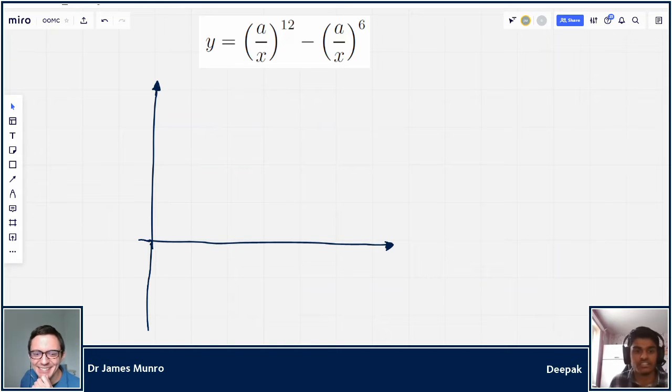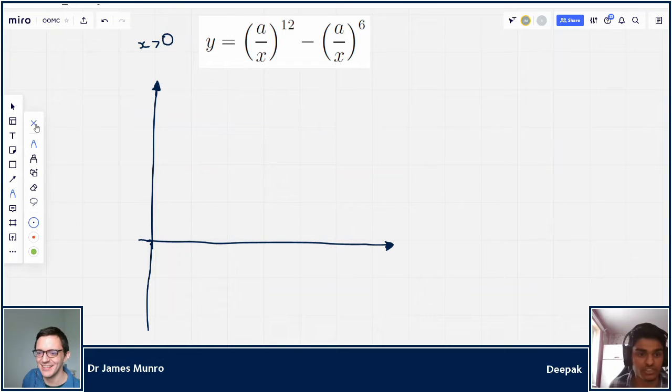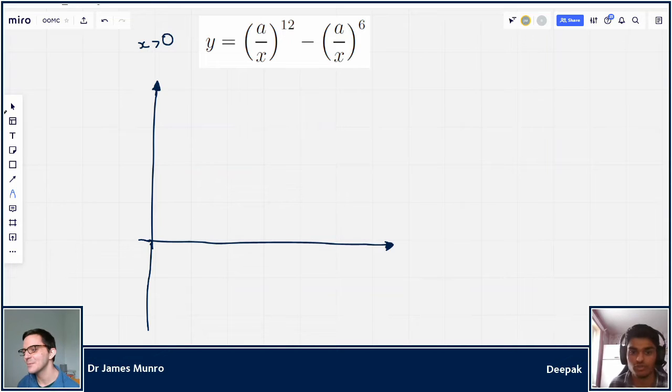I will not lie when I say that does look abhorrent, to be fair. Not only have you got 1 over x's, which tend to do horrible things at x equals 0, you've also got powers of 12. And powers of 12, that's not something you see in A level. It's not something you really see until you get to real life, right? So this is already looking a little bit strange. And with gigantic powers and things, all sorts of weird stuff happens.